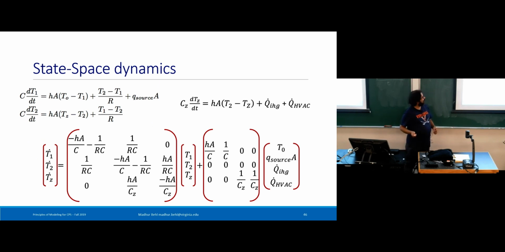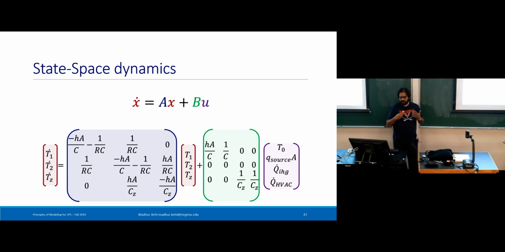Did my thing just die? Probably. Okay, it's back. So we have a 1 by RC term which is getting multiplied by T2, which appears here. And then T1 also depends on the input Q source, and that multiplier would be 1 by C, and that appears here. Okay, 1 by C times Q source, and HA by C times T naught. So I don't have to convince you that they are the same every time, but it's always good to do this sanity check by visually seeing that they are equivalent. The same applies to T2 and TZ. Right, so this is our state space dynamics. So it's again color coded so that you can associate what a state is, what A, B, C, and U are. There's no C here.